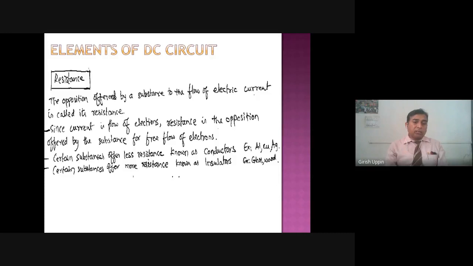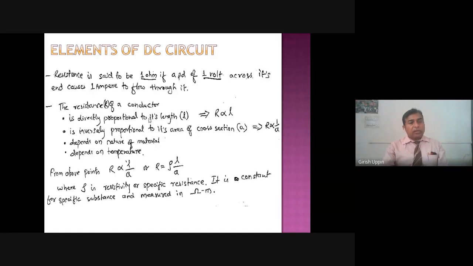Those are the examples of good conductors. And there are some bad conductors of electrons, meaning they will not allow free flow of electrons through their body, or they allow a very limited amount. Those are called bad conductors, or you can say insulators. Examples are glass, wood. And resistance of a material depends on various factors.